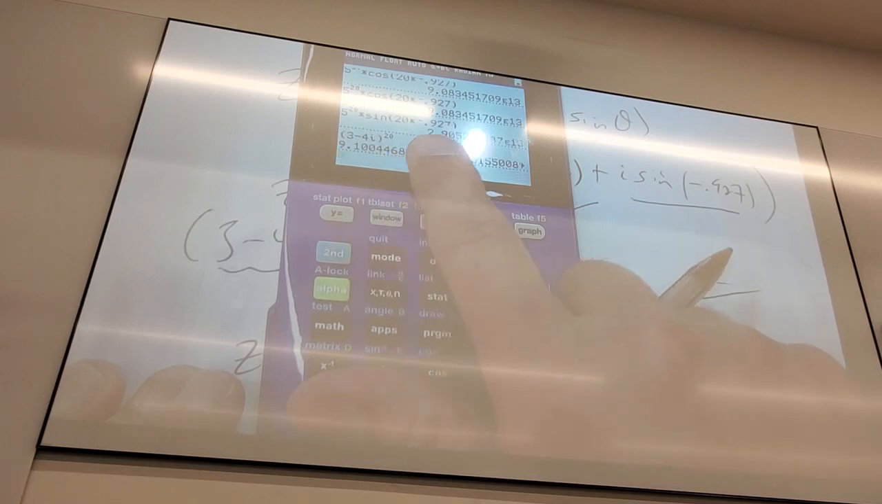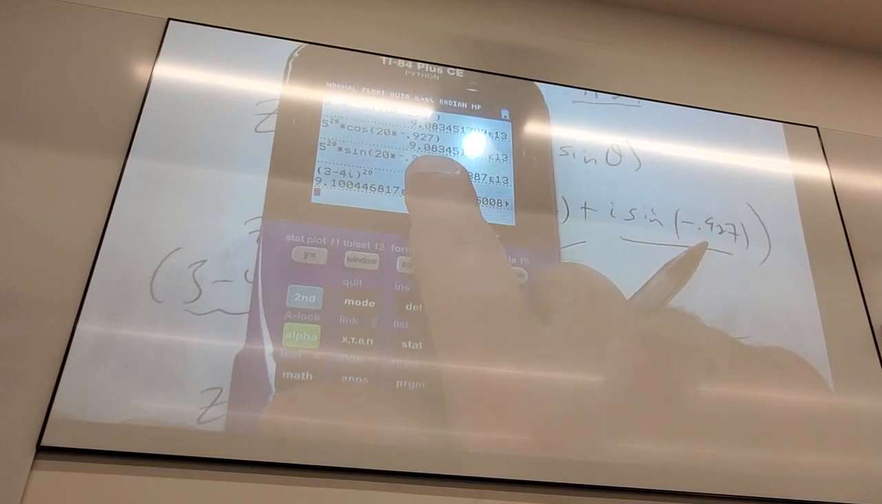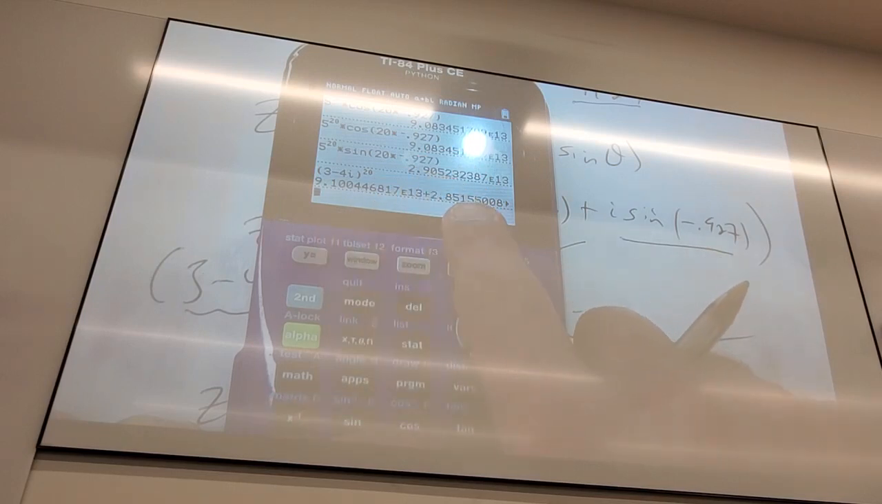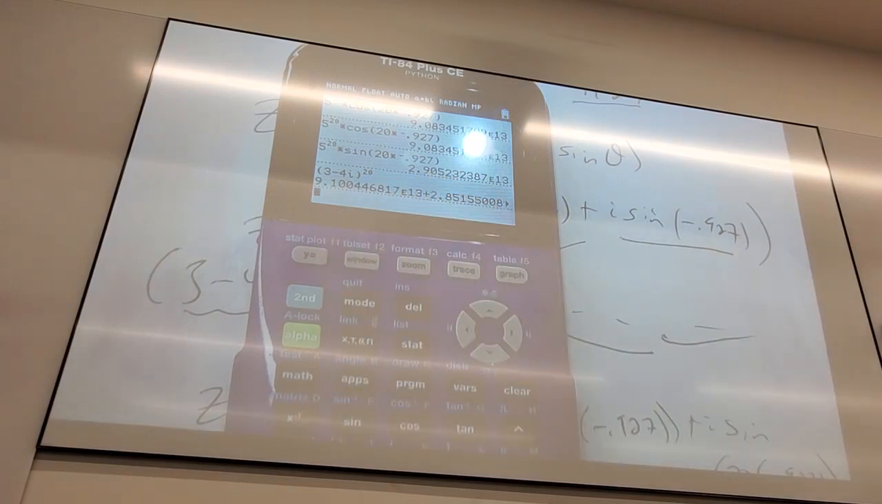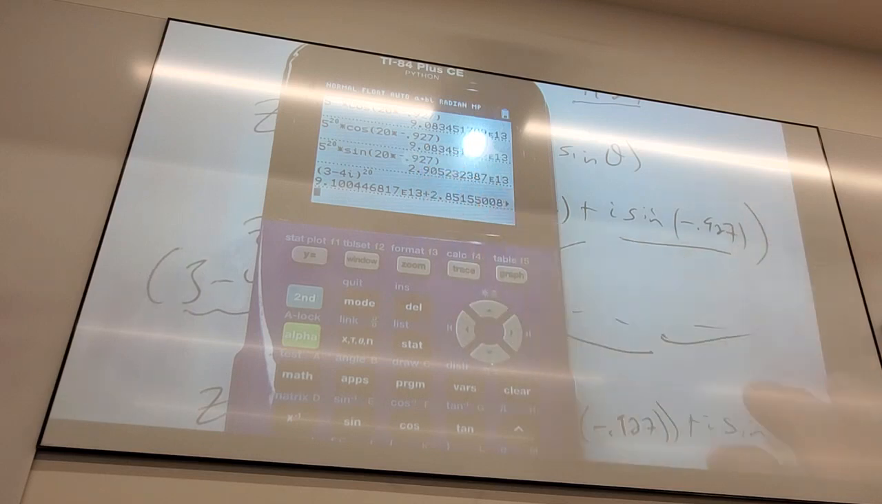Now why is that not exactly the same? Because 0.927 was rounded. But do you see how that's the same thing? I desperately need you to understand, it's exactly the same thing. We just rounded here, didn't we? That's why it's off a little bit.